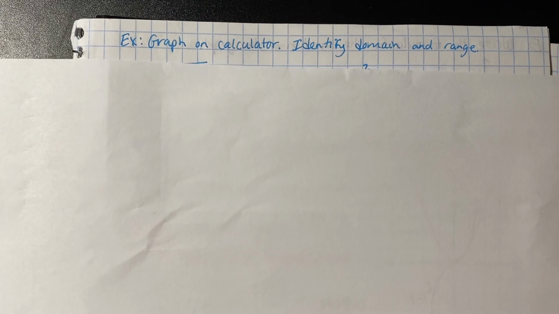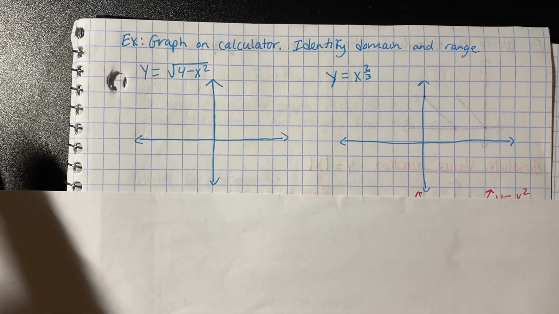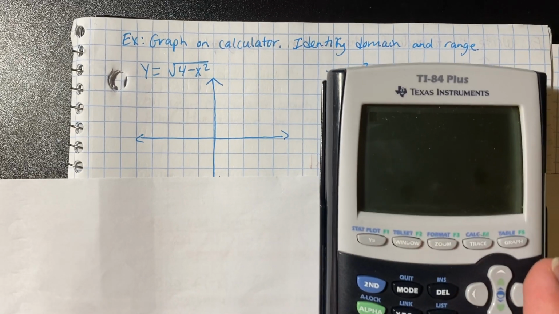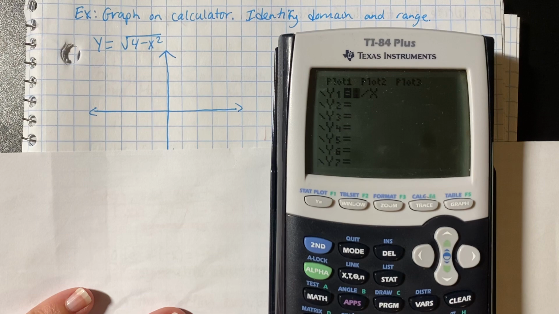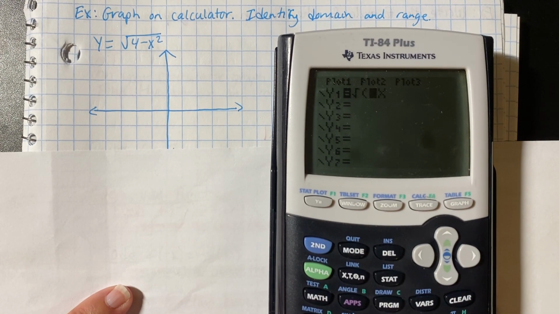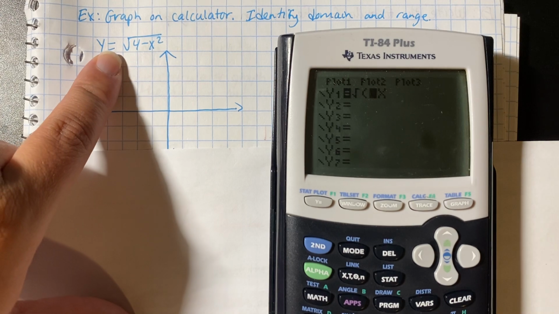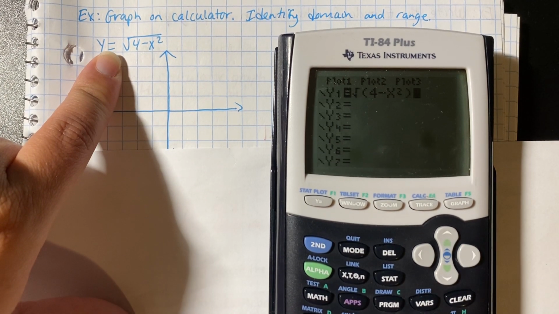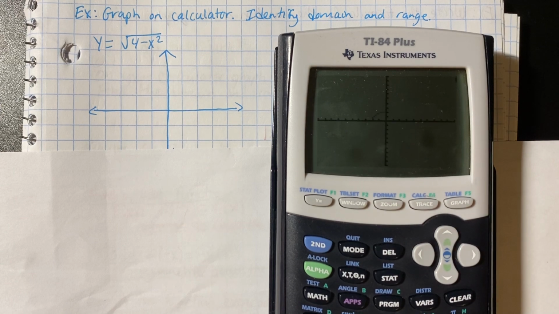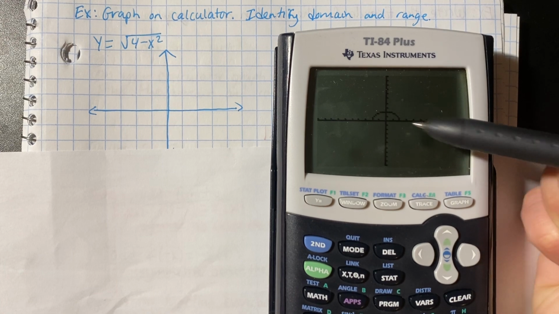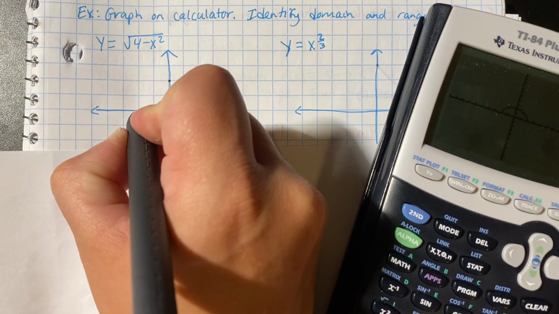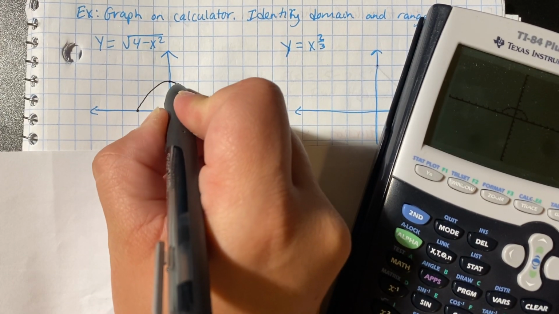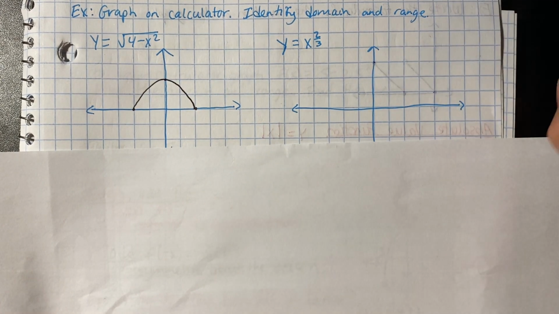Graph on a calculator. Identify the domain and range. So I left a place to just throw in a sketch. The other ones are kind of assuming that you can plug in values, which you could do. Okay, so let's plug this one in. The square root of 4 minus x squared. Graph it. It is a little semicircle there. It goes up 2 over 2. So it looks like we're at 2, 2, 2, and then we'll just curve it around. Perfect. There's my sketch.